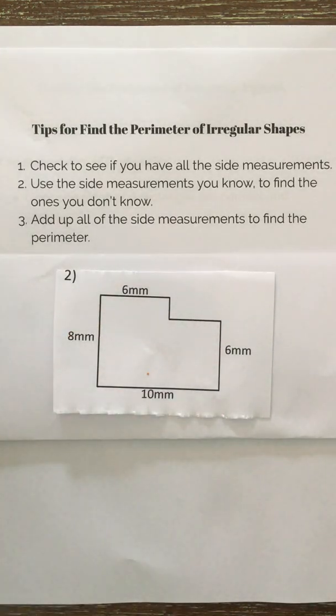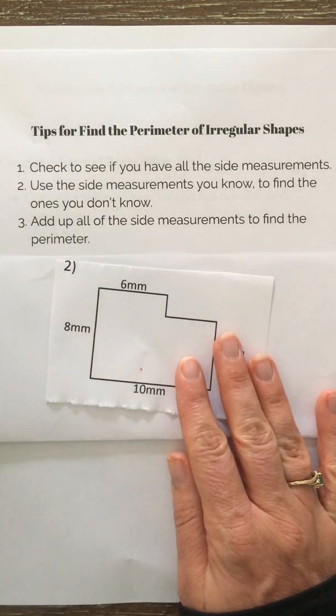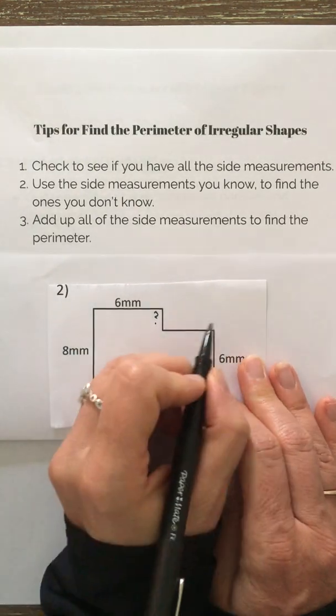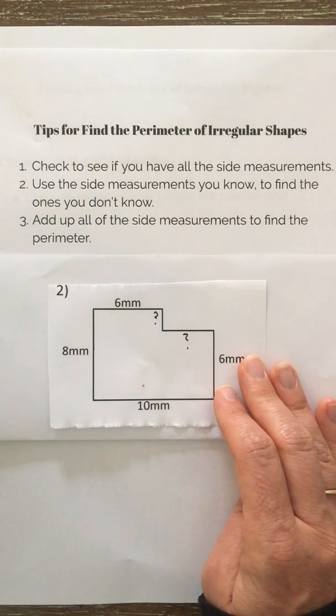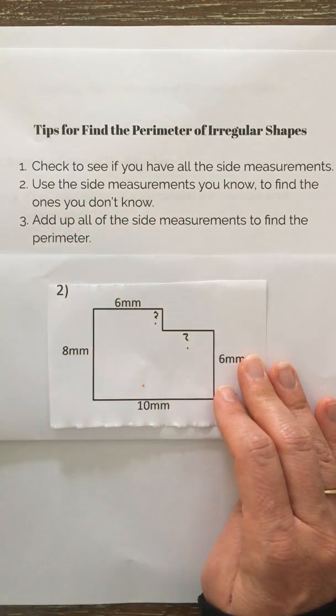Okay, here's another irregular figure. So we're going to find the perimeter of that, which means the distance around the shape. Again, I'm going to go to my first tip, number 1. Check to see if you have all the side measurements. Well, this little line right here doesn't have a measurement, and neither does this one. So I need to go to step 2. Use the side measurements you know to find the ones you don't know.